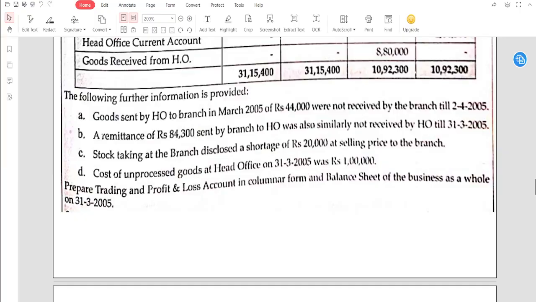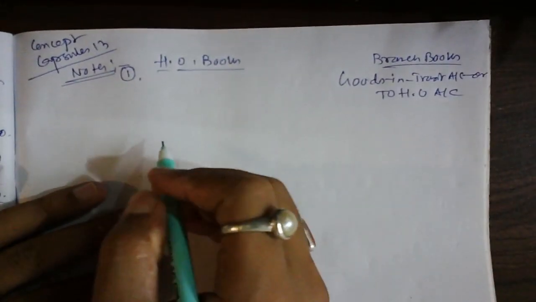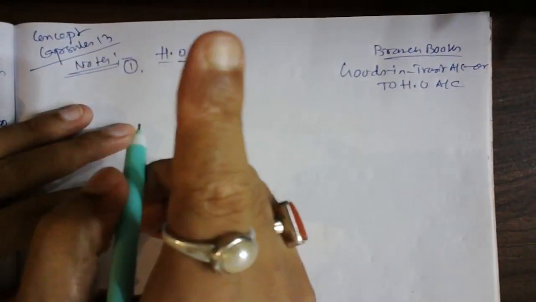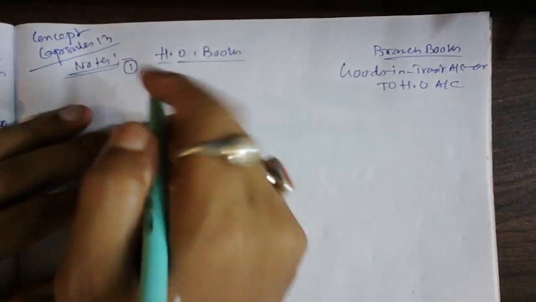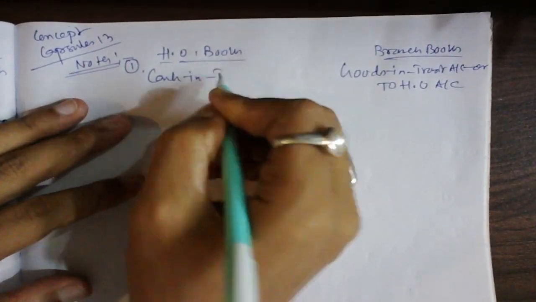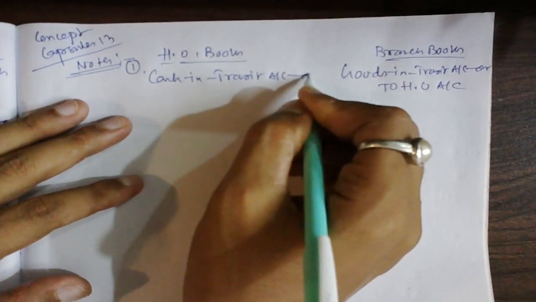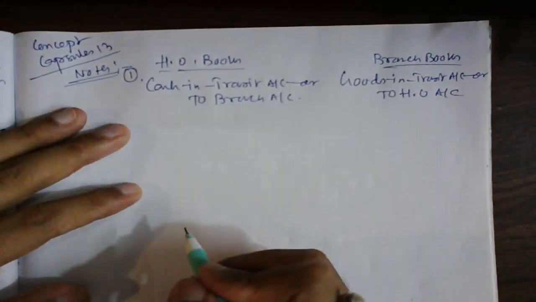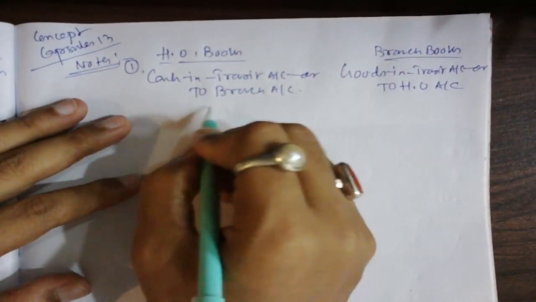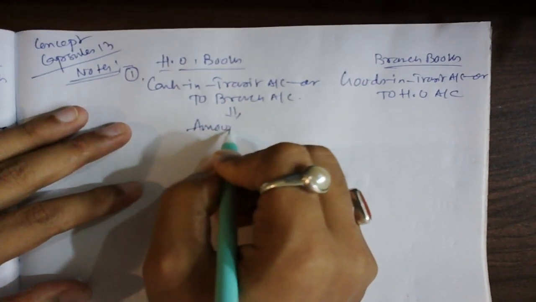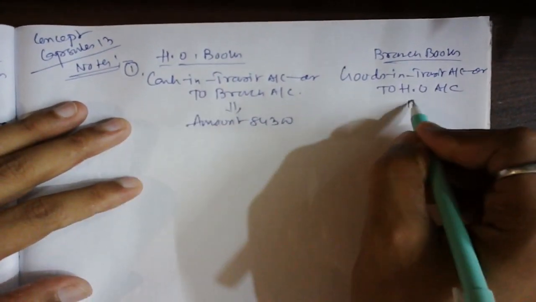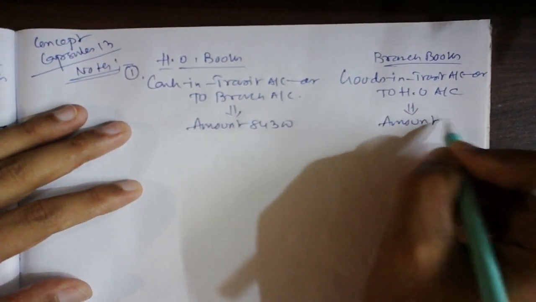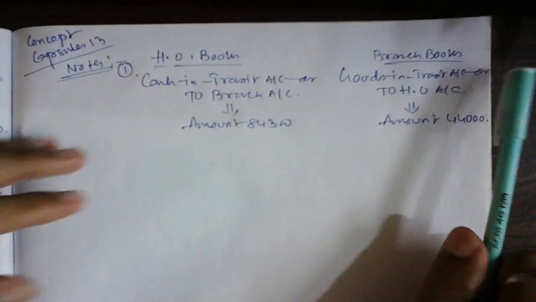Okay. Now in the next case, you are going to see remittances of 84,300 sent by the branch to HO was also similarly not received by the HO till 31st March 2005. So here the entry will be: the branch sent the cash, but HO doesn't receive. So here you can write cash in transit account debit to branch account. Perfect. Okay. And the amount will be, अच्छा, अमाउंट हमने नहीं लिखा है तो यहाँ पे मैं अमाउंट लिख देता हूँ, 84,300 and here the amount is 44,000. ठीक है, डन है सर. ठीक है, ये हो गया.